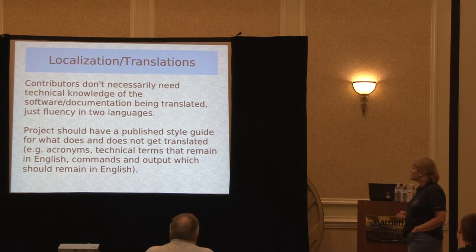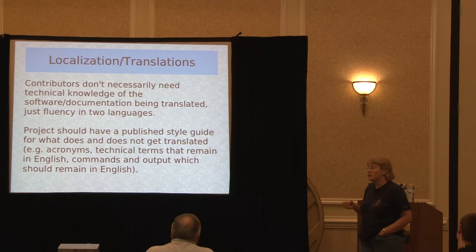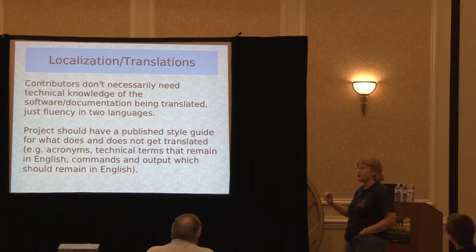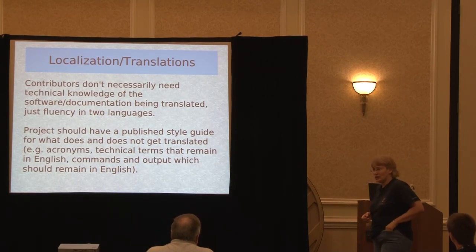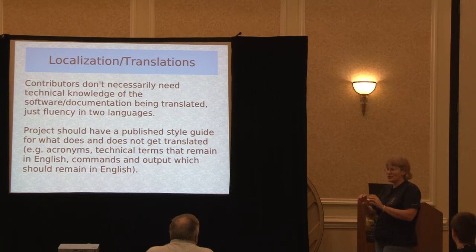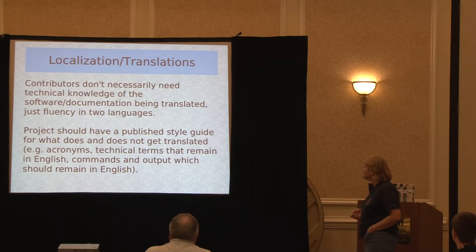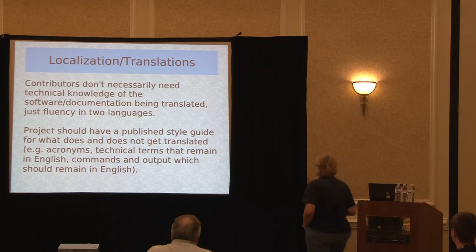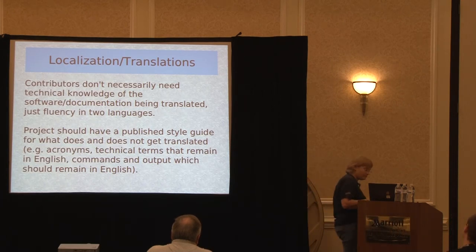One way projects can assist translators is to actually have a style guide. Because there's nothing worse than reading a translation where all the acronyms have been translated out. Sometimes you'll get people that will take command lines and try to translate that. So you've got to figure out what gets translated and what doesn't. I know some projects, it's just sort of everybody knows in their head and you have to tell new people. It's a lot easier just to take the time to write it out so translators are aware of it.